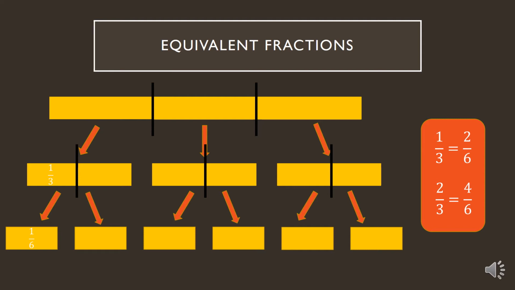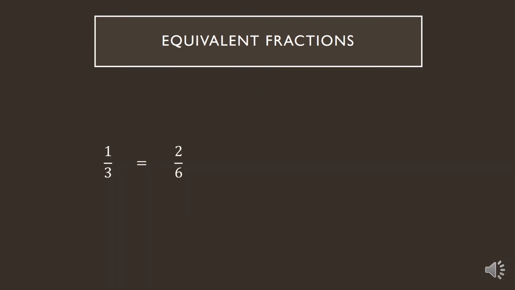Likewise, if you take 2 of the rectangles that represent thirds, 2/3, out of those you can make 4/6. So 2/3 is equal to 4/6, or 2/3 is equivalent to 4/6. So we saw this on the previous slide, that 1/3 is equal to 2/6. They're equivalent, of equal value.